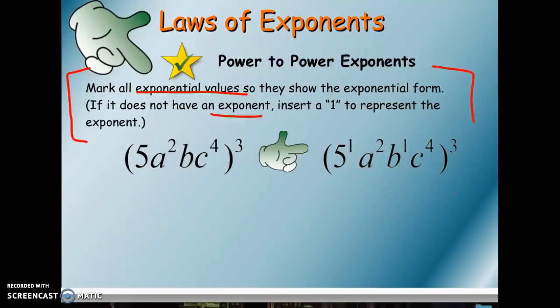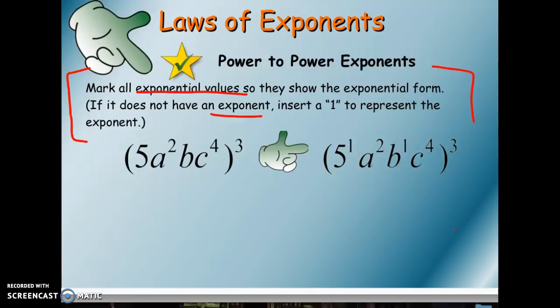Let me do maybe a simpler example on this. So if I had x to the 3rd power raised to the negative 4th power, I would multiply negative 4 times 3. So x to the negative 12th, or that'd be 1 over x to the 12th because of that negative. Remember, the negative power tells you it's a denominator.